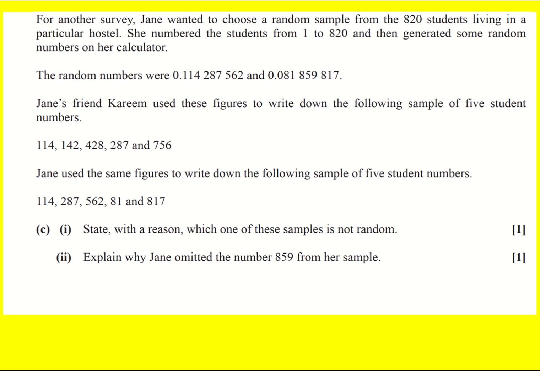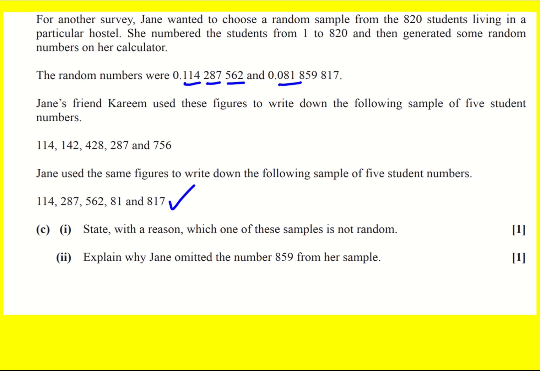Well, we can see we're taking 3 digits at a time. So really, we'll ignore the 0. We'll take these, then these, then these, then these. And that is exactly what Jane has done. She's ignored 859. We'll talk about that in a bit. But that one seems okay.